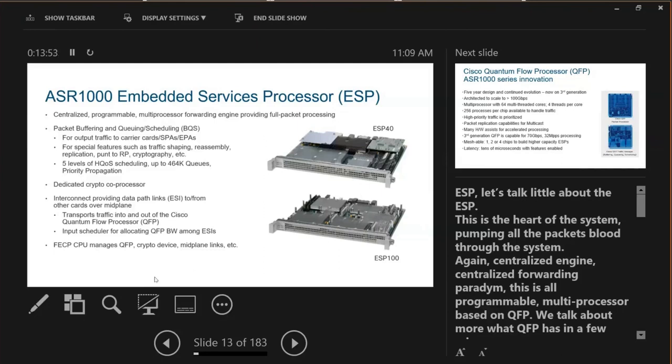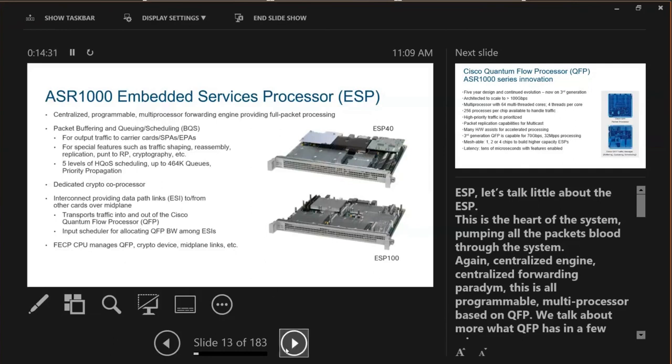So as we were talking, we have the ESI links, the system buses that connect the forwarding plane to other modules. They help in transporting traffic in and out of the QFP. Again, we have multiple names, but at the end the module is the same. QFP, ESP, FP, all these mean the forwarding plane. We have a CPU named FECP on these embedded service processors that manages the QFP and mid-plane links and all those things. It's a CPU for the processor, the ESP card itself.